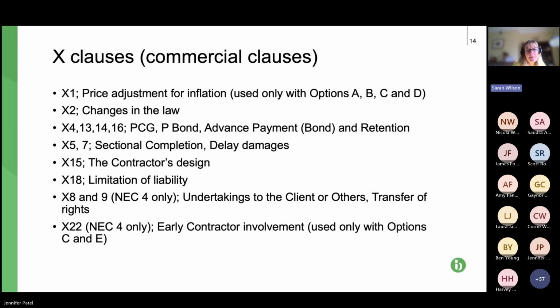X15 and X18 are, again, important to the contractor or subcontractor in a subcontract. X15 is the limitation of liability for the contractor's design to reasonable skill and care. Without this, arguably, the contractor's liability is fitness for purpose. That's a problem for contractors because their professional indemnity insurers will not cover them for fitness for purpose. They are only covered for reasonable skill and care.